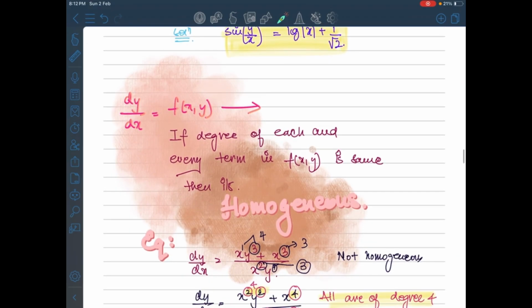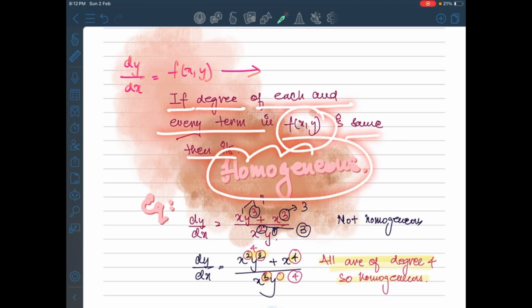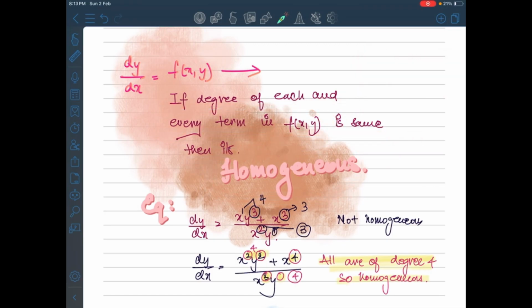Now, one important thing that we need to understand here is, I told you one method to see whether it is homogeneous or not. Other method, after writing the equation in this form, if degree of each and every term in f of x, y is same, then it is homogeneous. You don't even have to check this thing. Just by observing this given condition, you can conclude it's homogeneous.